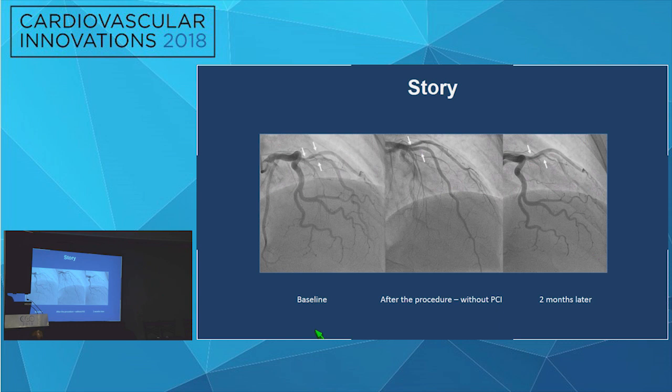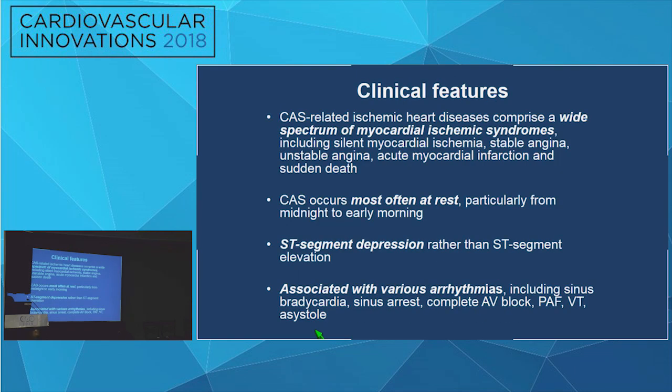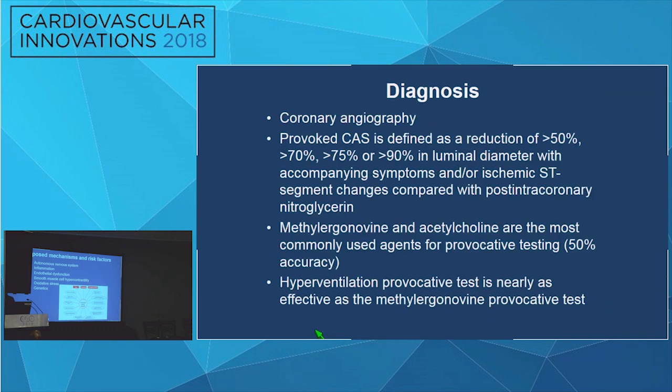At the baseline, we had the non-ST elevation MI, and then we had the initial procedure without the PCI, and 2 months later, still, there was nothing there. So the patient had coronary artery spasm, even though he was not a female of Asian origin. He was just a 40-year-old Caucasian male, and he presented with typical acute coronary syndrome, presumably due to heavy smoking and thus inflammation or endothelial dysfunction or even autonomic nervous system stimulation.